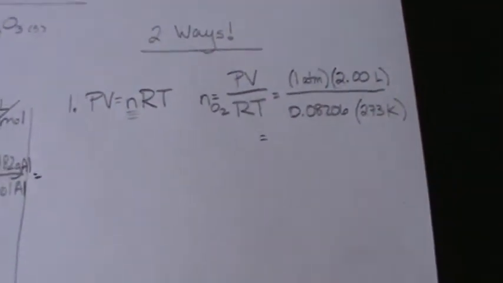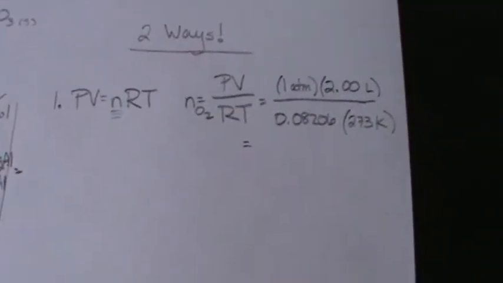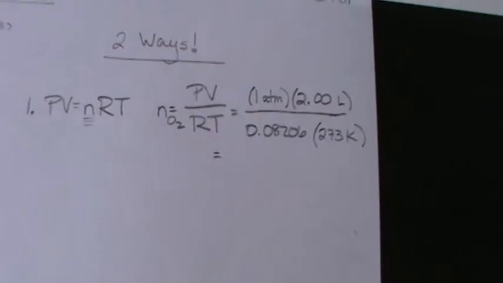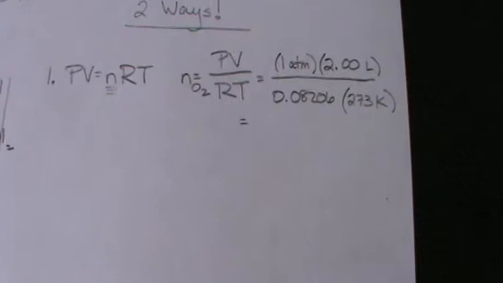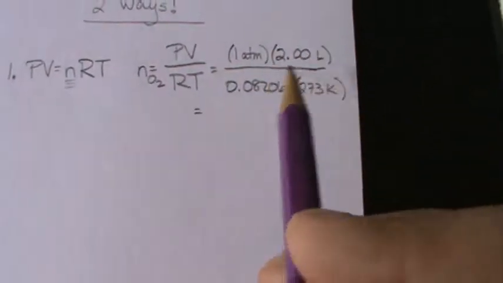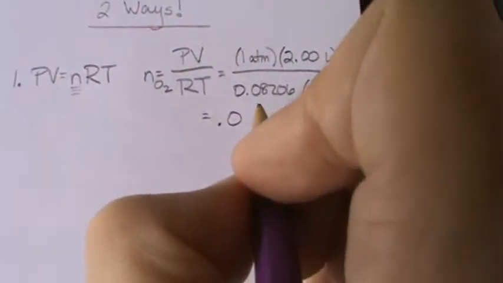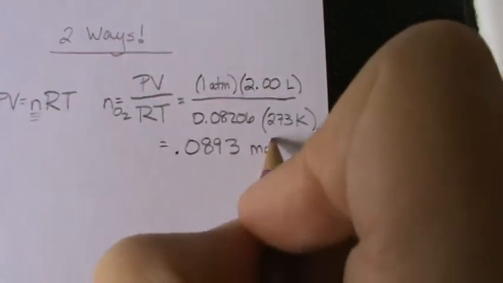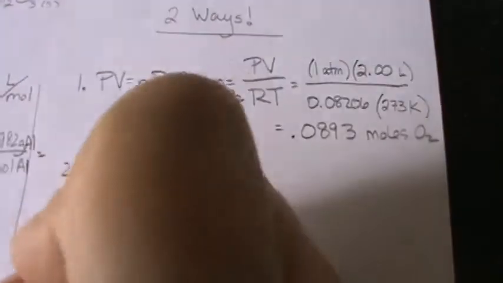Now if I do the math, 2 divided by 0.08206 divided by 273. If I let myself have 3 significant figures, then I would say that I have 0.0893 moles of oxygen. Now the second step is to do a short miniature stoichiometry using that information.